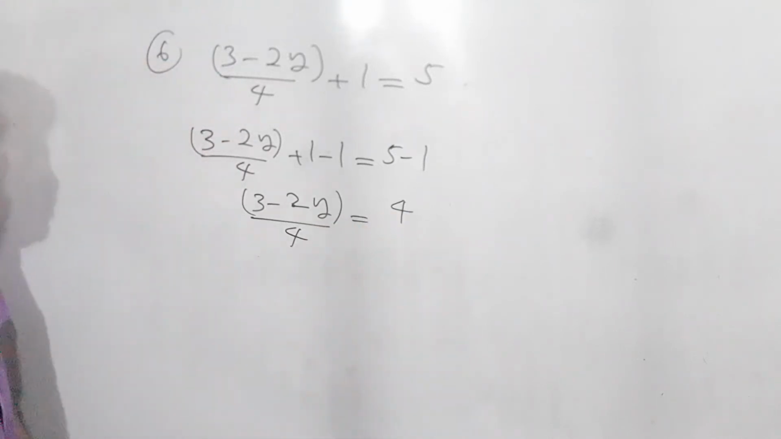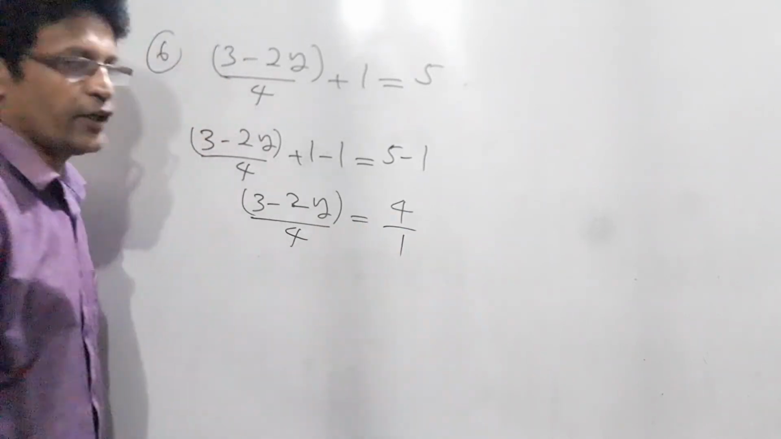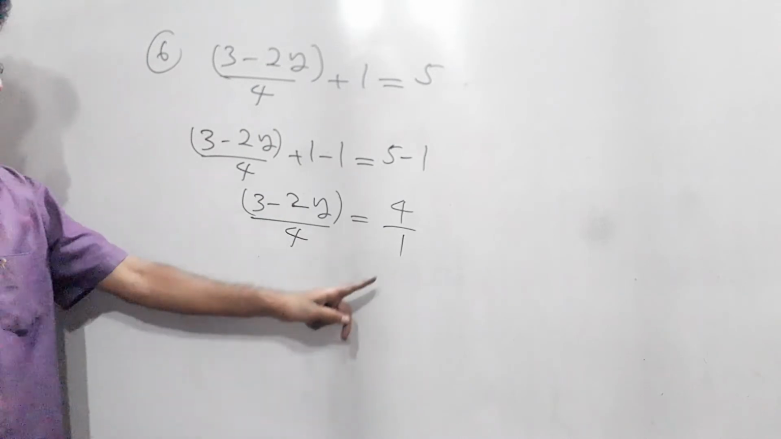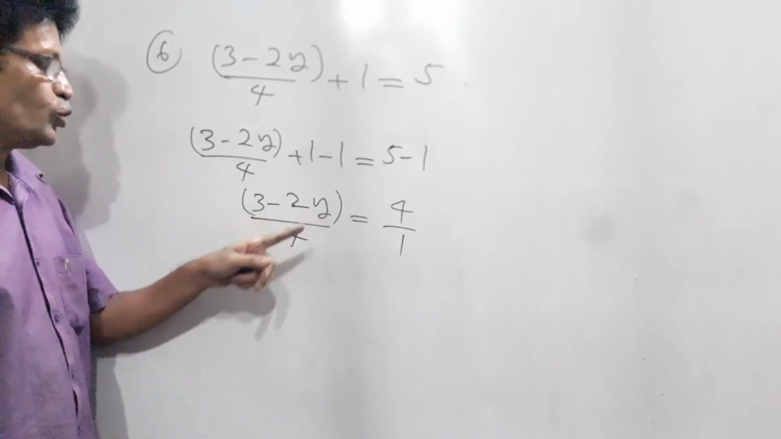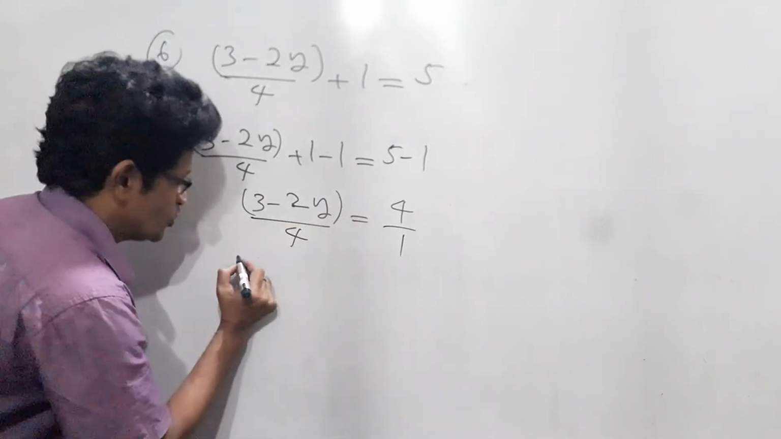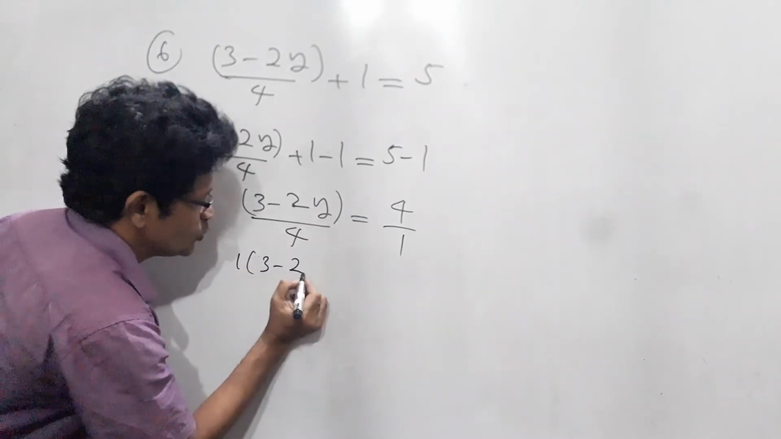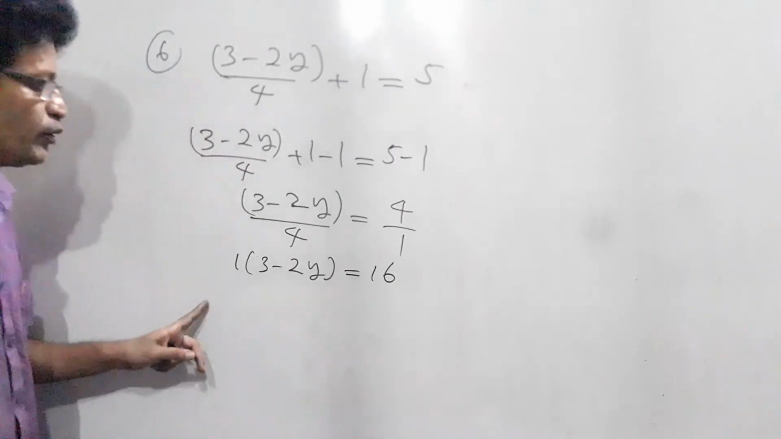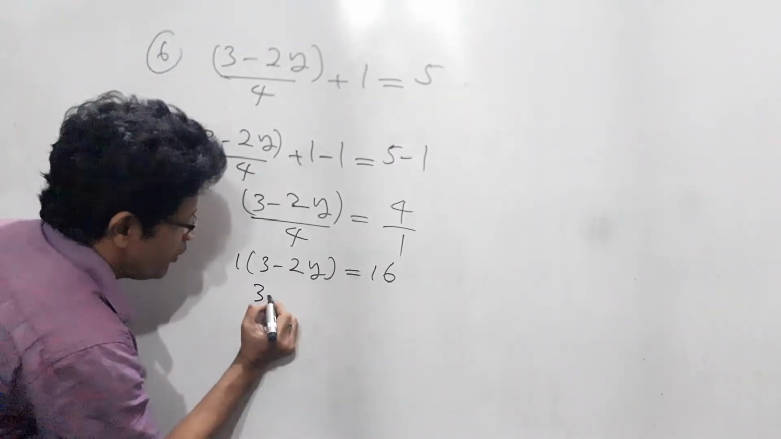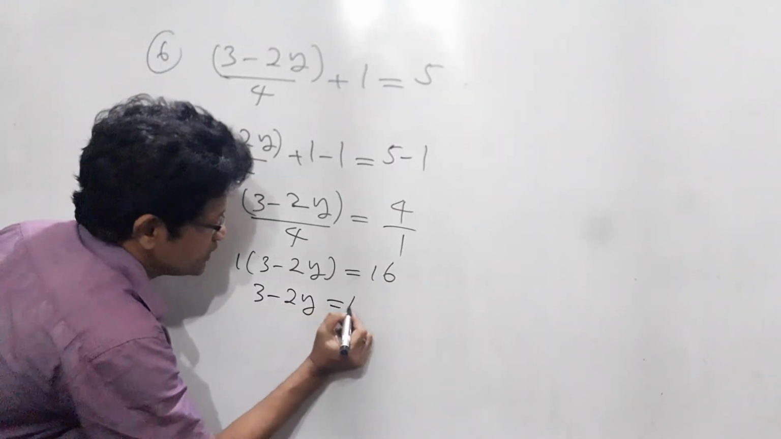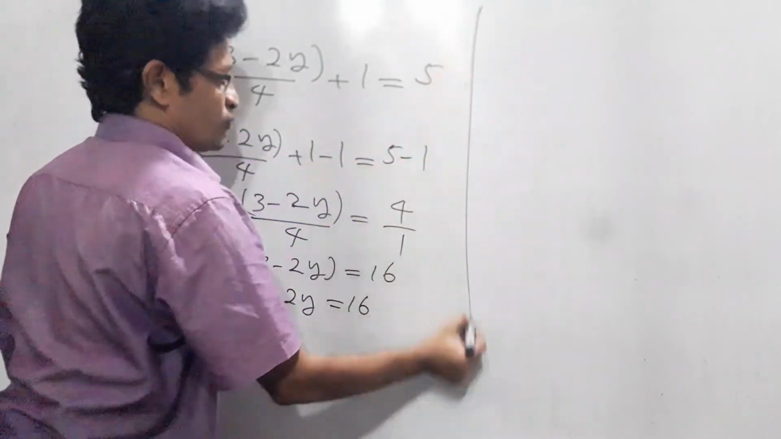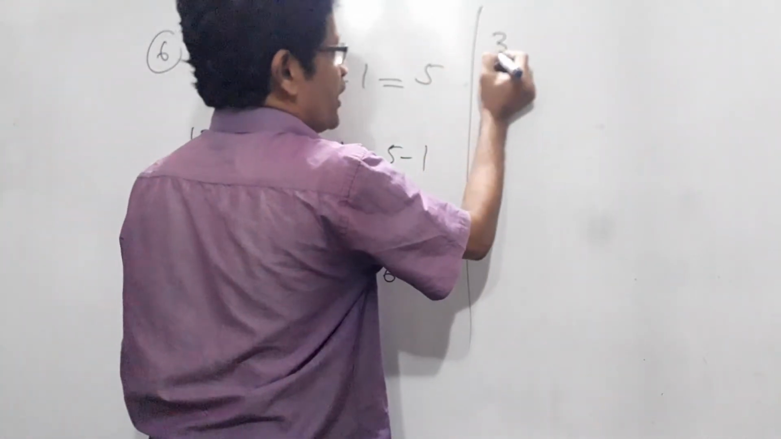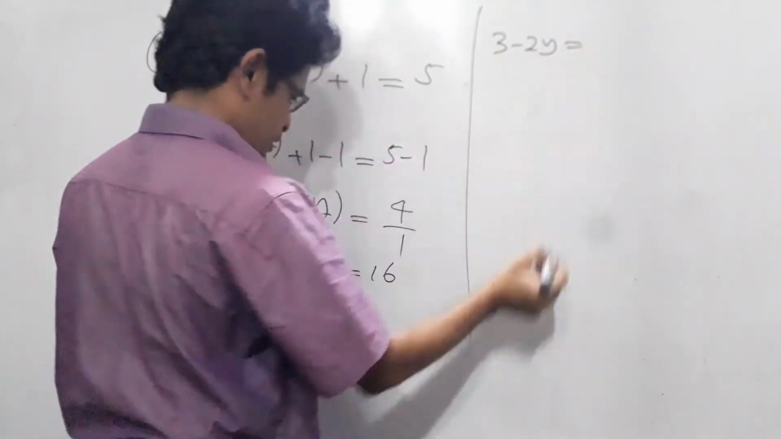Now what? 4 means what? 4 over 1. Now we can do the cross multiplication. 1 into 3 minus 2y equal 4 into 4, 16. So I remove the bracket. Then 3 minus 2y equal 16. So I got 3 minus 2y equal 16.